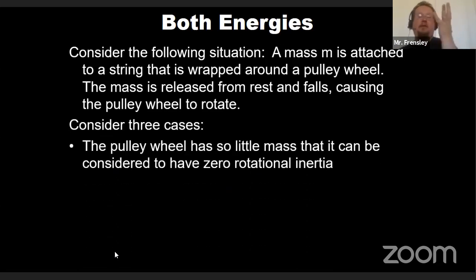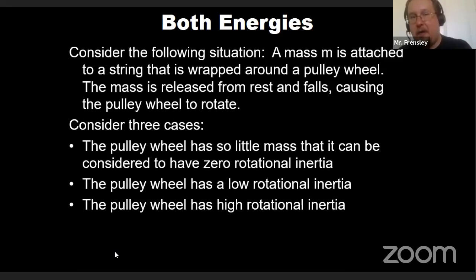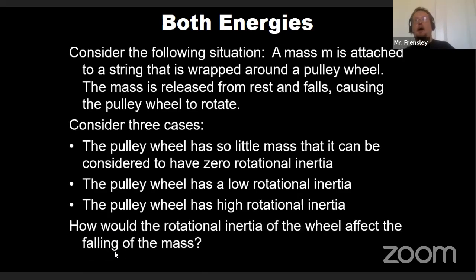Okay, so what if the pulley wheel had so little mass that we basically can ignore its rotational inertia? What if the pulley had low rotational inertia, not zero, not negligible, but low? What if the pulley had high rotational inertia? So think to yourself, you got three of these: a super light wheel that we can basically ignore its mass, low rotational inertia, high rotational inertia, all with equal blocks. We just let them go. Which block would win the race at the bottom? So how would rotational inertia affect the falling mass?